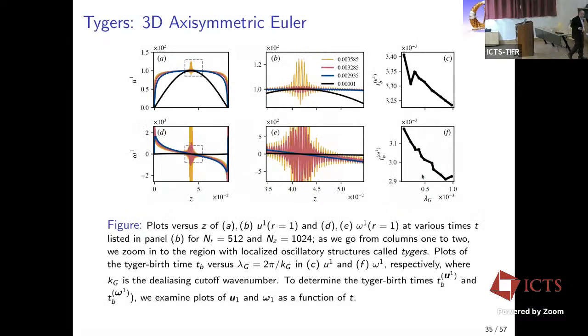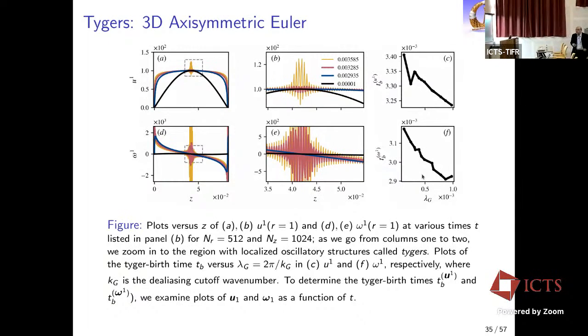By the time the Tygers are born, really, you are not solving the partial differential equation in question. You are solving the Galerkin truncated system, which, if you're a statistical mechanician, you will say is the microcanonical evolution of that truncated system. But here are the Tygers.